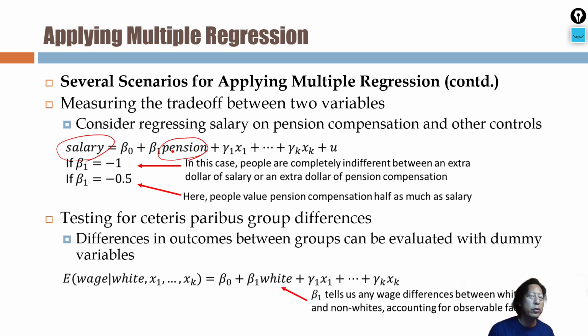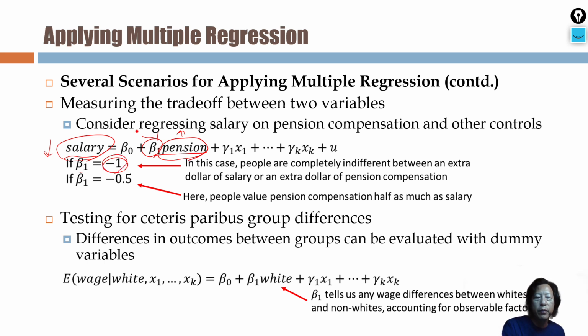If you reduce your salary by $10 and your pension increases by $10, will people consider it the same thing or not? So you do the regression using the pension and salary, right? And if beta 1 is -1, which means if the pension increases by 1, the salary decreases by 1, then you consider the pension and salary exactly the same thing. If your salary goes down $10 and pension goes up $10, you consider that the same. That's what you can find.